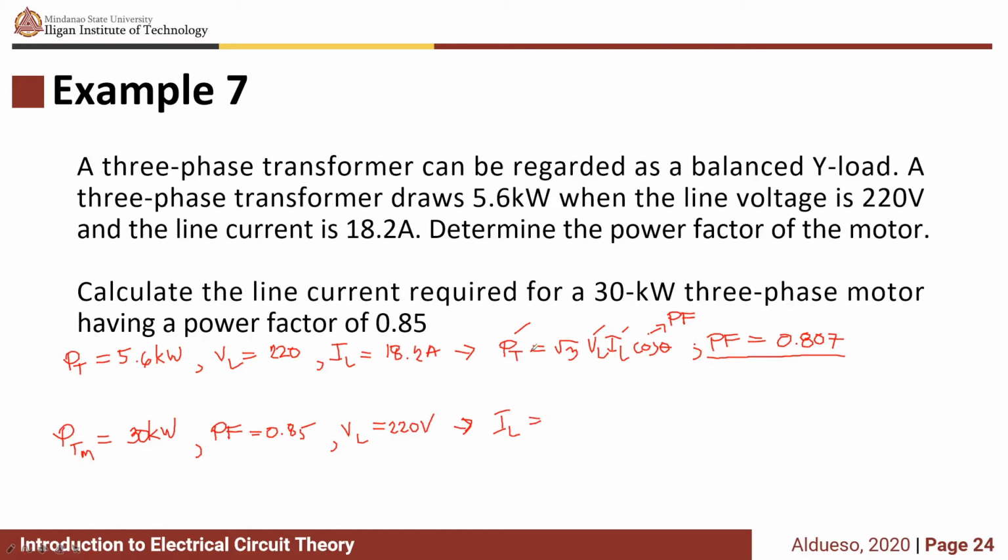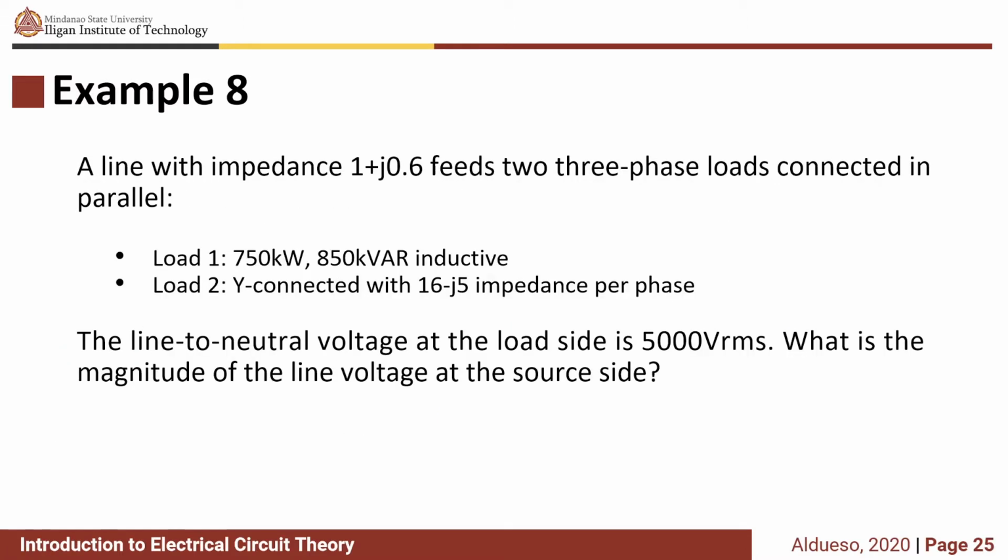So IL is just equivalent to PT over root of 3 VL cosine theta. We have 92.62 amperes. Next example, we have a line impedance of 1 plus j0.6 that feeds two three-phase loads connected in parallel.